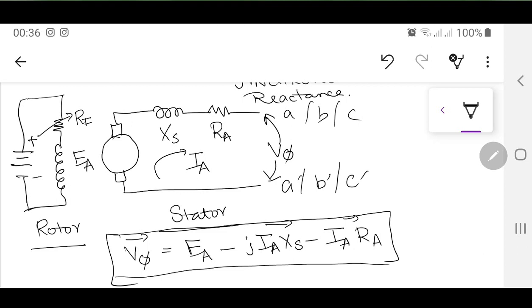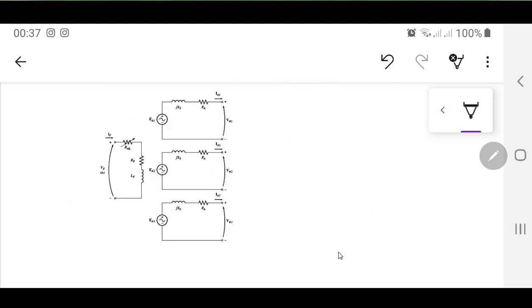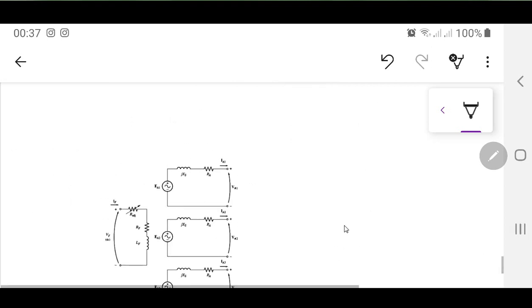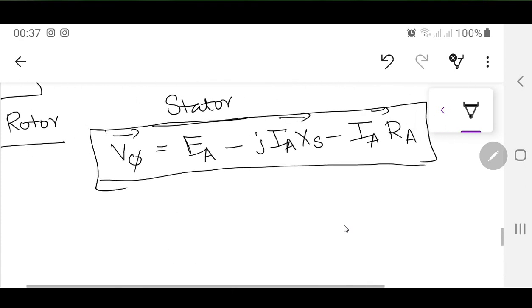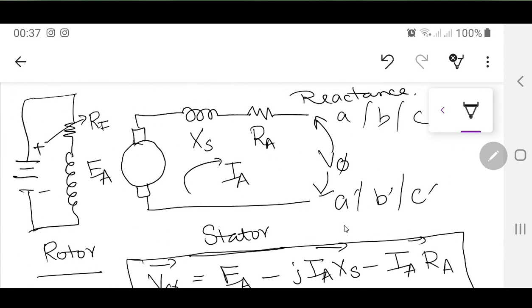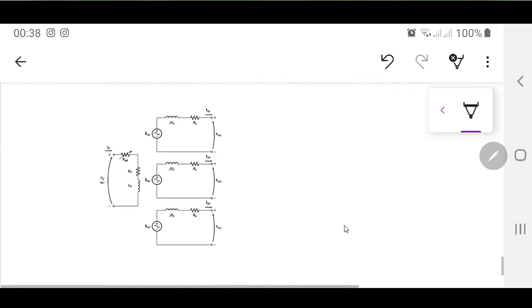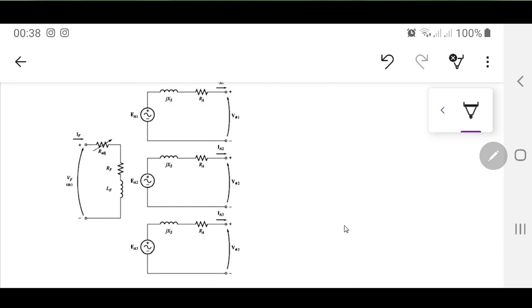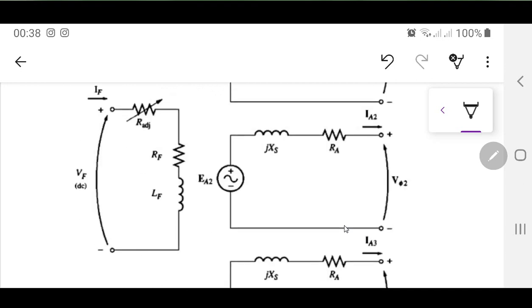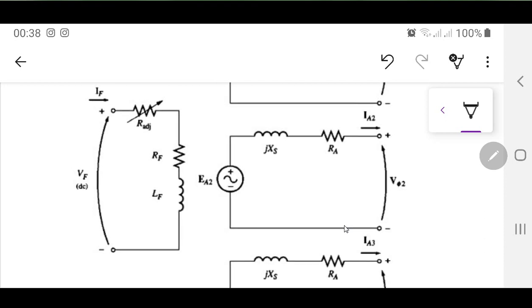Now one thing very, very important. Okay, now since we have just done this equation, V phase is equal to EA, and I just showed you the equivalent circuit with XS and RA. If you want to repeat it for the three phases, this is the actual repetition on this side. As you can see over here, this is the rotor with RF and LF as the resistance and the inductance of the winding, or the field winding actually. Then you are applying certainly a DC supply over here.